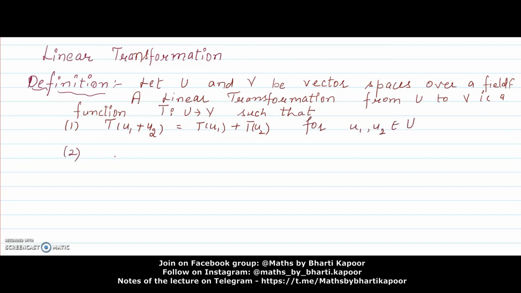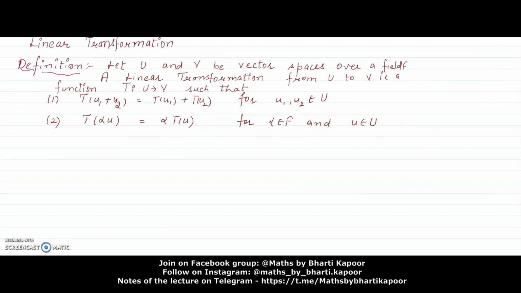And the second condition that must be true is T(alpha U) = alpha T(U), where alpha is a scalar, that means alpha is an element of field F, and of course U is an arbitrary element of the vector space U. We can also say that a linear transformation between two vector spaces is a mapping that preserves the operations of vector addition and scalar multiplication.